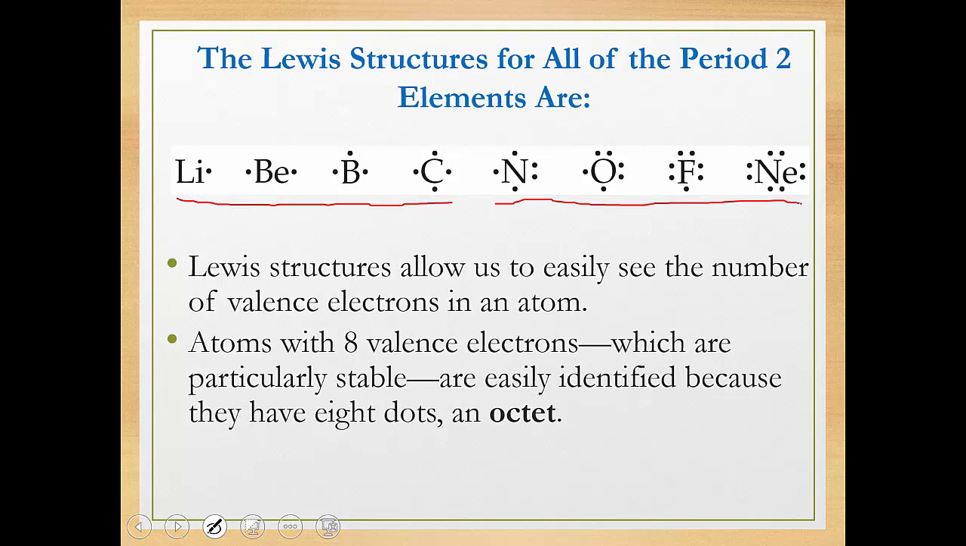Also notice atoms that have 8 valence electrons, such as neon here, these are stable, easy to identify using a Lewis structure because they already have 8 dots around them. They have an octet. That is what everything is striving to match. They're trying to look like the Lewis structure for those noble gases.